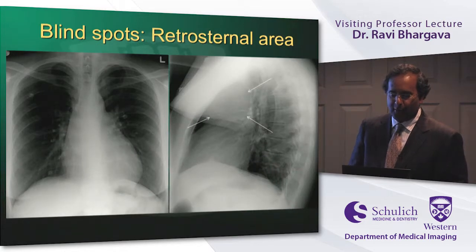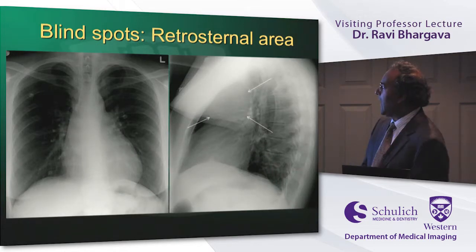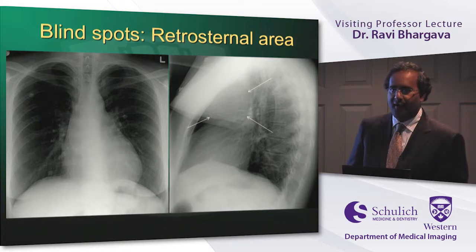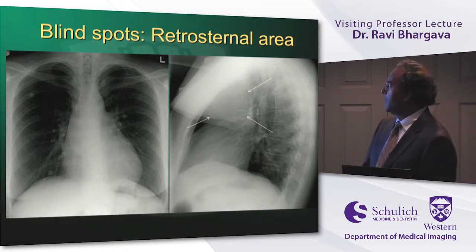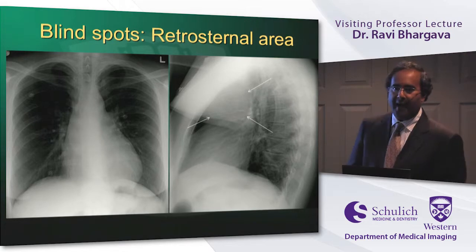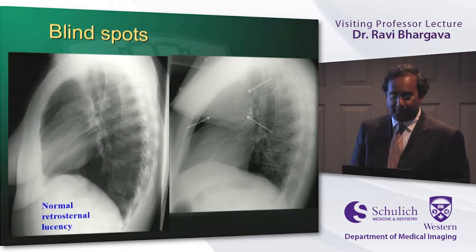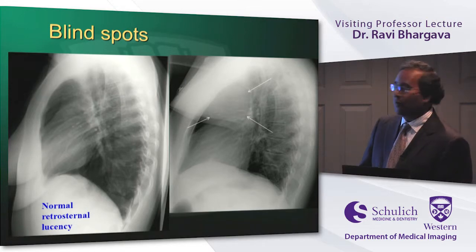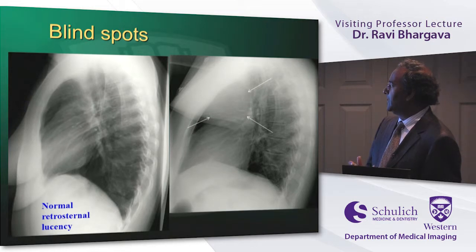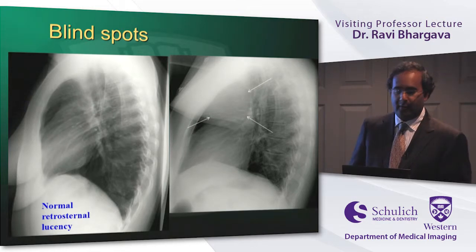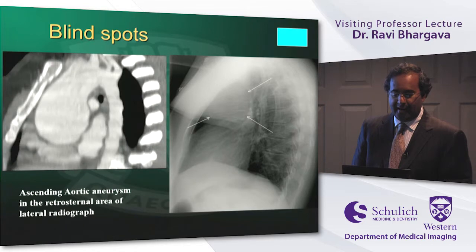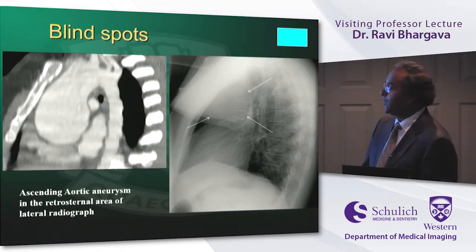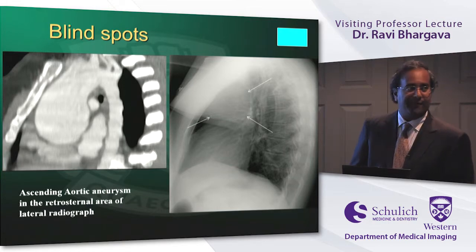Here's a retrosternal opacity. On the frontal radiograph, the findings are very subtle. It doesn't look that abnormal. But if you look at the lateral radiograph, there's an opacity filling the retrosternal area. And you'll be surprised to see what that is. If you look, that's what a normal retrosternal lucency should look like. It should be very similar in density to the lung posterior to the heart. And this is an ascending aortic aneurysm in a child, which you can only really perceive on the lateral radiograph.